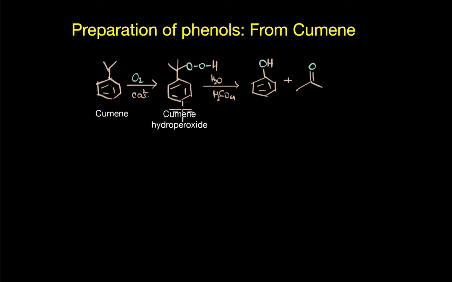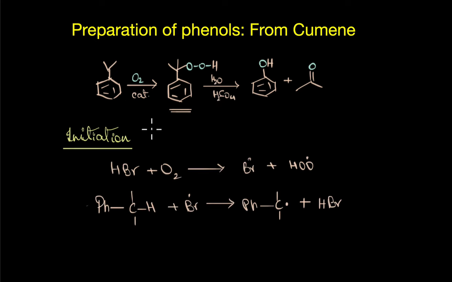Now, we arrive at this important chemical, cumene hydroperoxide, through a free radical mechanism. And as we know, a free radical mechanism involves initiation, propagation and termination steps, correct? So, we start with HBr, which reacts with oxygen in the presence of a catalyst to form bromine radical and hydroperoxide radicals. The actual radical mechanism begins when this bromine radical abstracts this hydrogen atom from cumene, that is, we have a homolytic cleavage here, and this process generates a hydrocarbon radical and HBr.